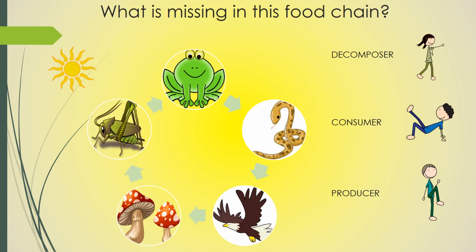Take a look at this food chain. What is missing in this food chain? It's either missing a decomposer, a consumer, or a producer. Let's see what we have. We have the sun. We have a cricket. We have a frog. We have a snake. We have an eagle. And we have mushrooms. So what is missing? If it's a decomposer, sky punches; consumer, crab kicks; producer, cross crawls. I'll give you a moment and then I'll reveal the answer.